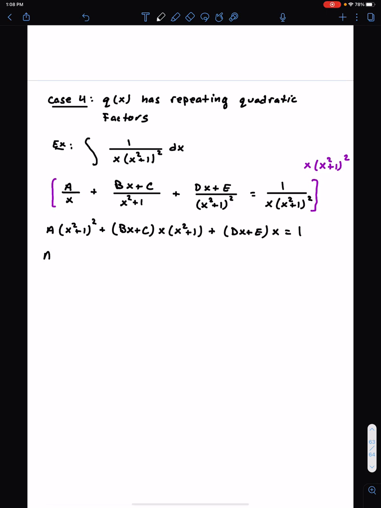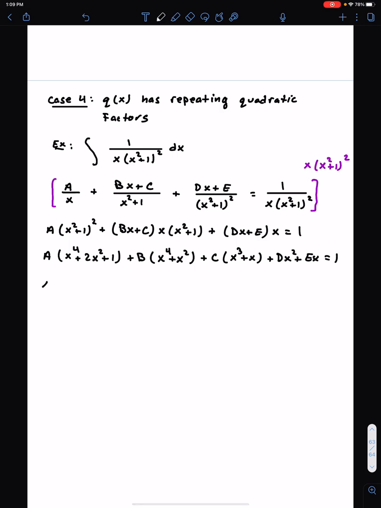If I FOIL x squared plus 1 squared, I have x to the 4th plus 2x squared plus 1 plus, if I look at all the terms with a b, it's an x to the 4th plus x squared plus, if I look at all the terms with the c, it's x cubed plus x plus dx squared plus ex is equal to 1.